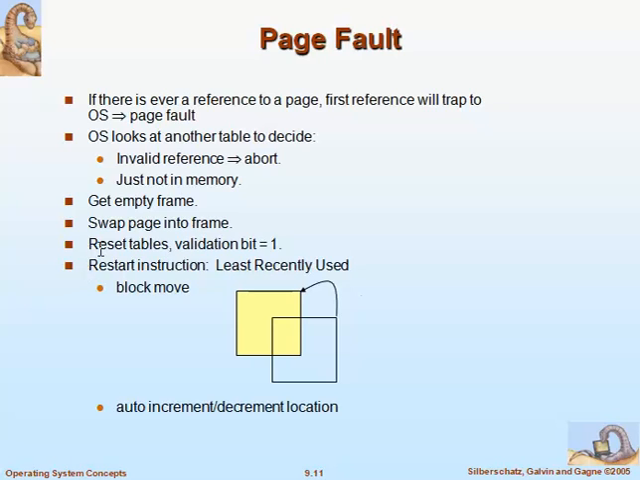Then it will reset the page table, because in the page table we have an entry as invalid, or the valid-invalid bit is set as 0, or I. That will be set as 1, or it will be set as valid, and then we will restart the instruction.